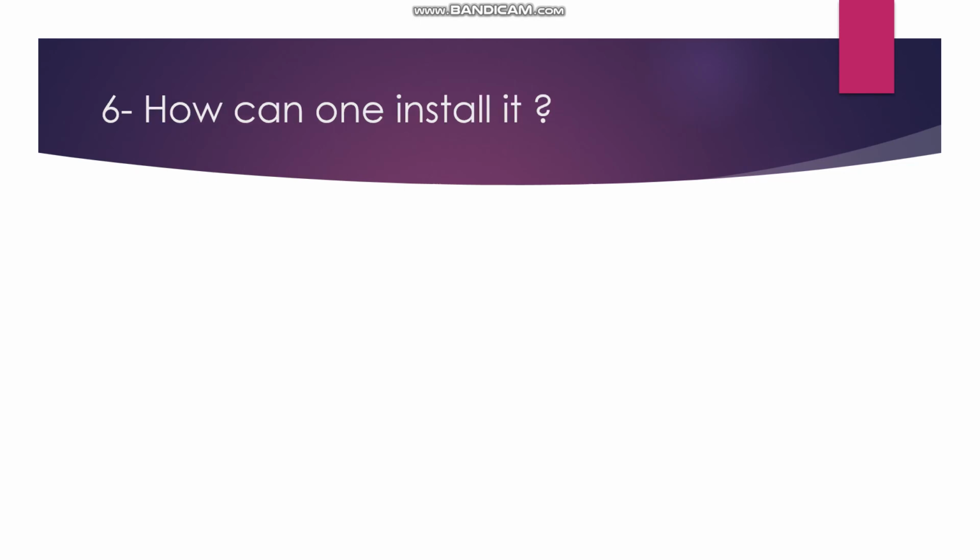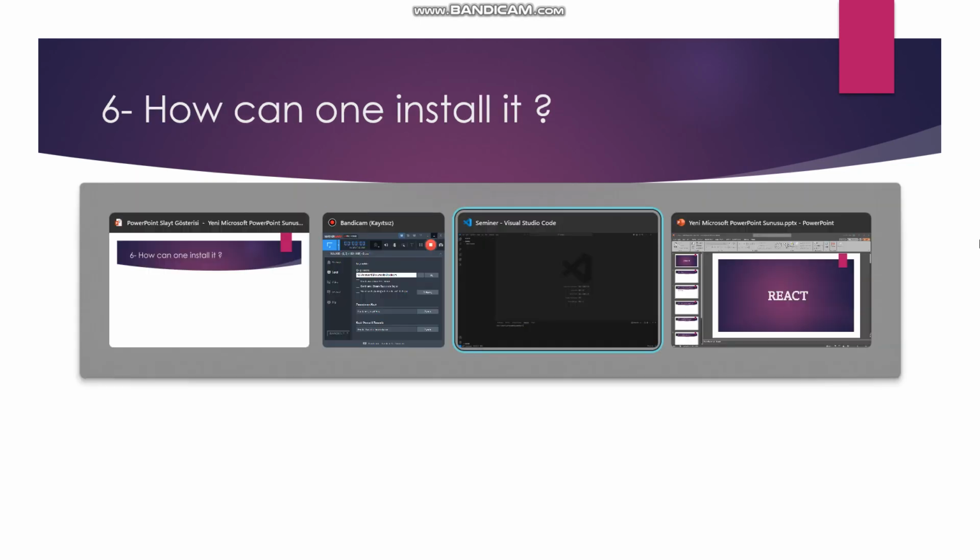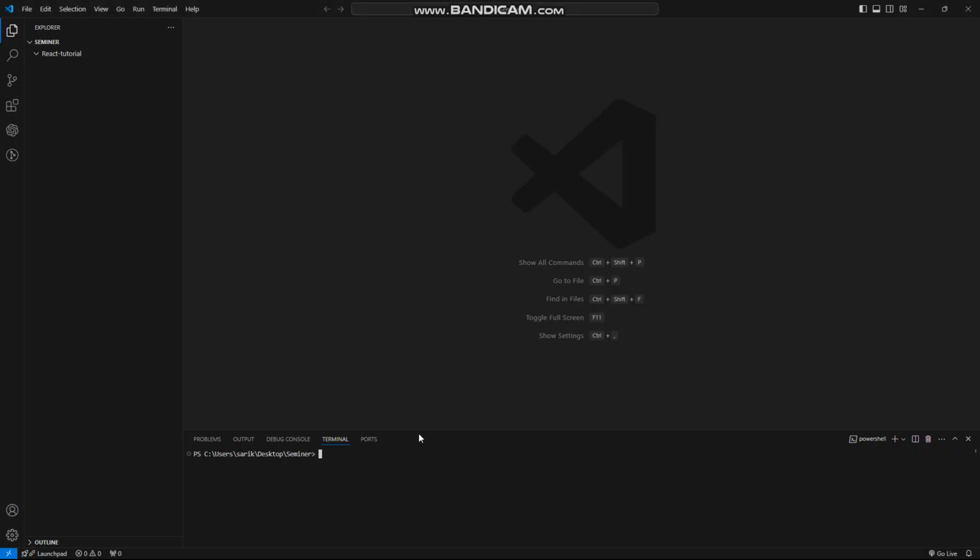How can one install it? In this part, I'm going to show you how to install your first React project. First, we cd into our folder. My folder is called React Tutorial, so I'm going to go into that folder. Okay, and I have to start with my first installations. We have to check the version of Node.js and npm or package manager. And once you check these versions, it's going to install the latest version for you.